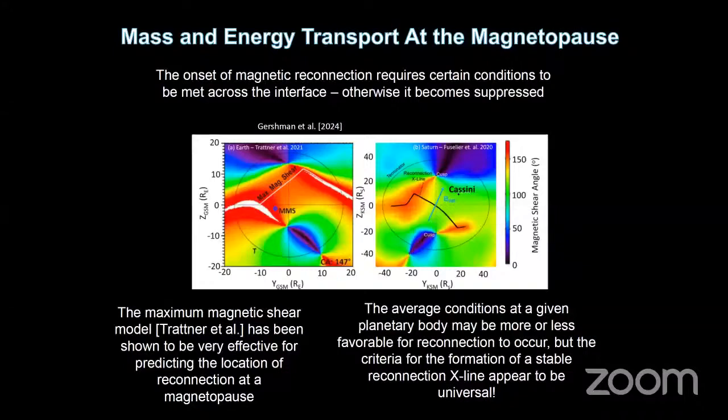And so we can use this as a guide to tell us about where on a magnetopause reconnection can happen and what types of geometries we can expect. The next slide, please.